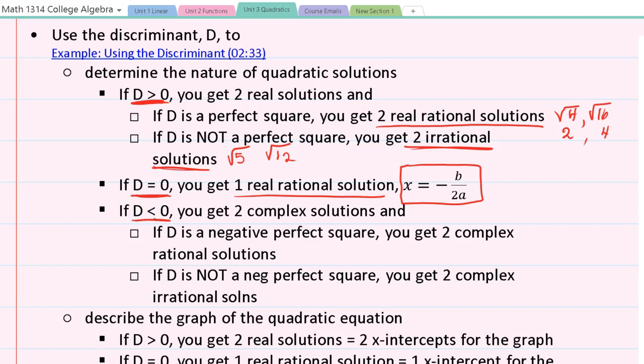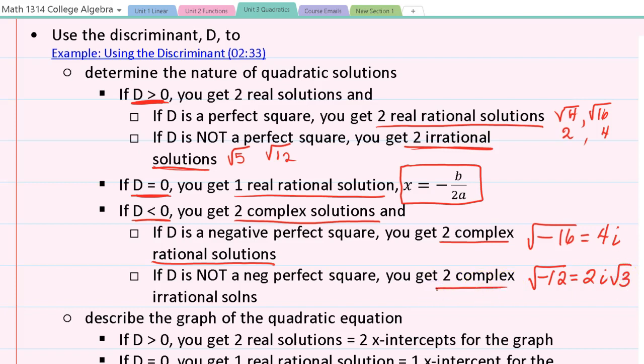If big D is a negative number, where D is less than 0, we can take the square root of big D, but we have to use our knowledge of complex numbers to do so. If big D is negative 16, when we take the square root of big D, we get a whole imaginary number, in this case 4i. This means that our solution for x will be two complex and rational solutions. However, if big D is not a perfect imaginary square, such as negative 12, we can still get the square root, and it will be an imaginary irrational number. This means that our solutions for x will be two complex and irrational solutions.